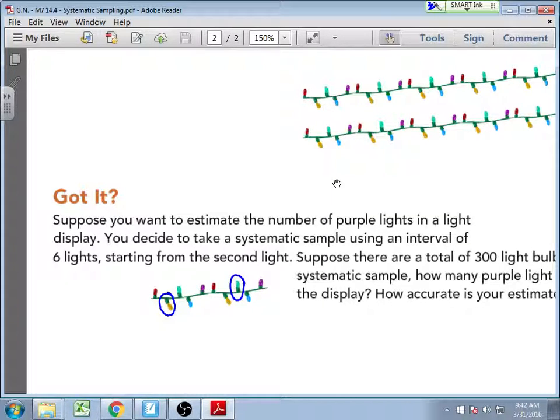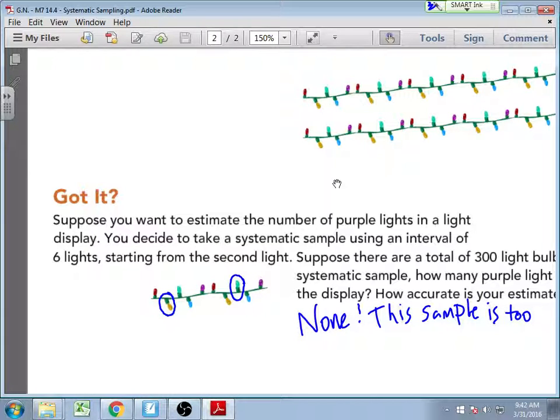And we want to estimate how many purple lights are in the display. So far, none again, right? Why doesn't this work? That sampling method is systematic. It's not making a bias. Ethan? Because the population is too small. This sample is too small.